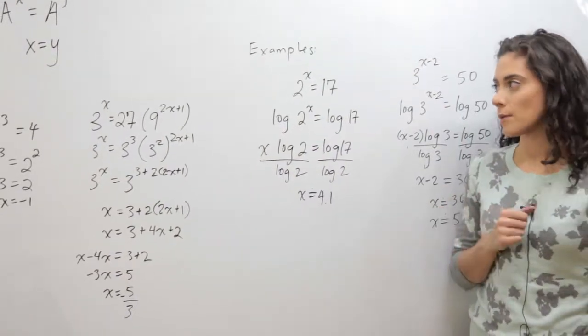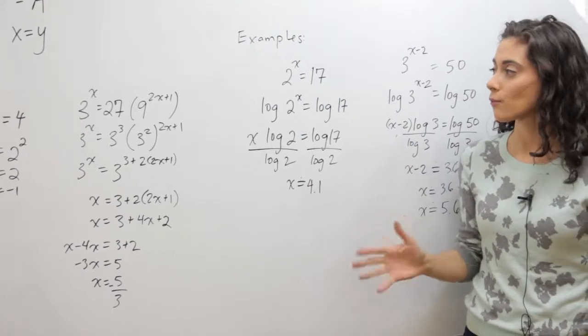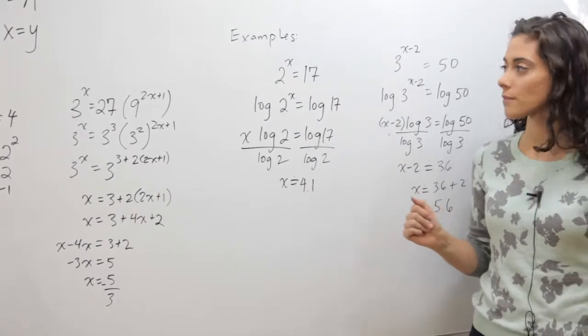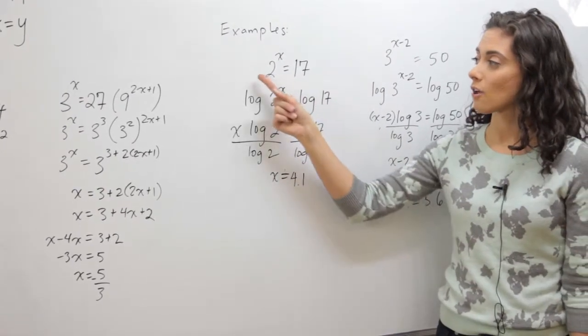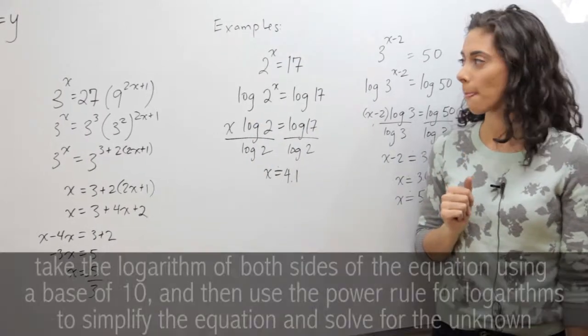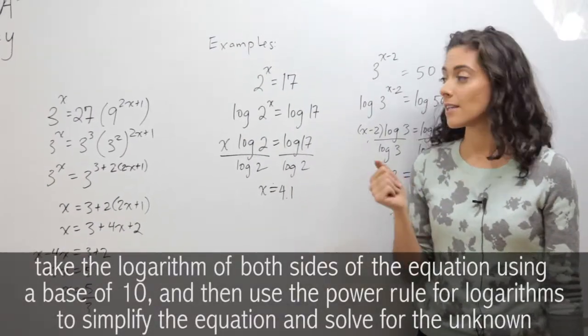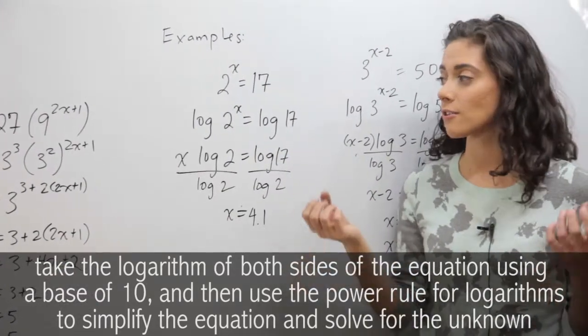Sometimes we can't make a common base. 2 to the power of something will never be 17 unless we use decimals, and we don't want to do that. We have to use logarithms. Remember, one of the laws of logarithms from earlier was that if I take logarithm of something with an exponent, the exponent comes down in front as multiplication. And a property of equations is if I do the same thing to both sides of an equation, my equation is still okay, it's still balanced.